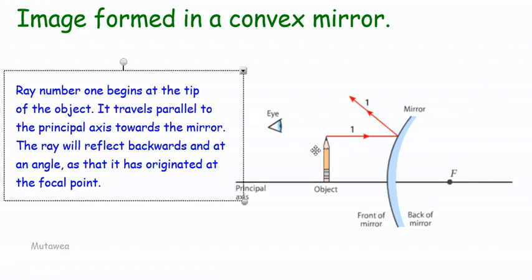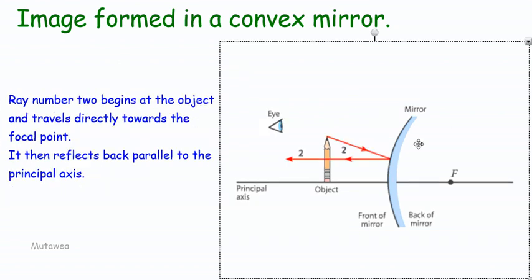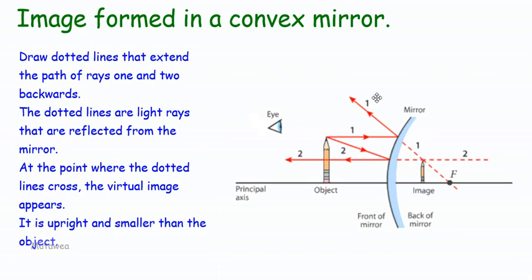Ray number 1 begins at the tip of the object. It travels parallel to the principal axis towards the mirror. The ray will reflect backward and at an angle as if it originated at the focal point, as if it comes from here. Ray number 2 begins at the object and travels directly toward the focal point. It then reflects back parallel to the principal axis.